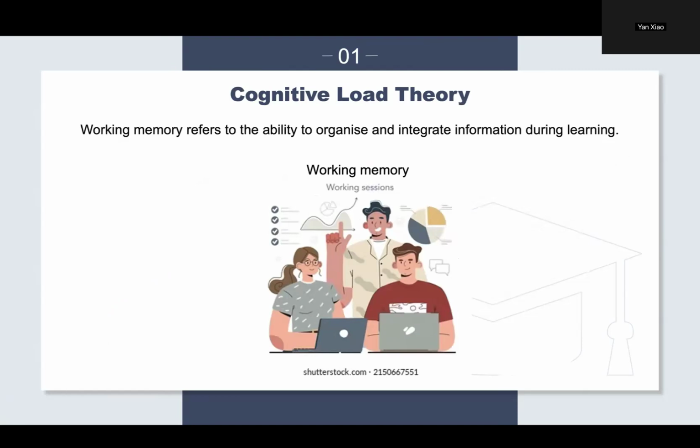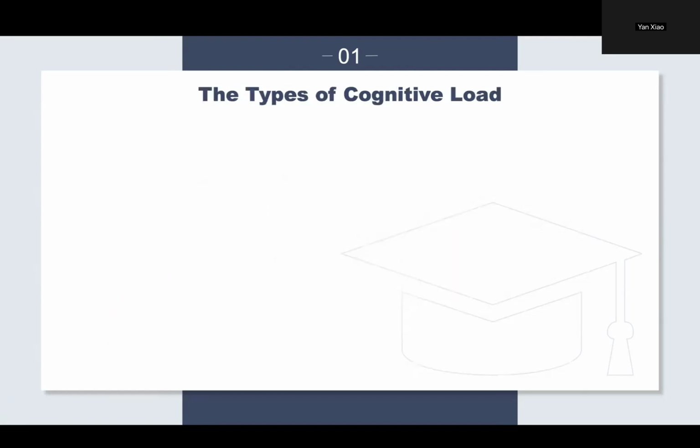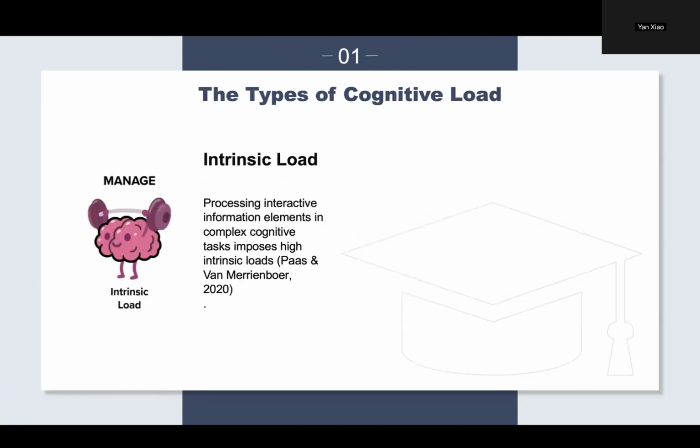This brings us to different cognitive loads in working memory. First, intrinsic load. Intrinsic load comes from the difficulty of what we are learning, for example, a new mathematical formula or grammar rules. It's a natural challenge. We cannot avoid this load, but we can manage it.